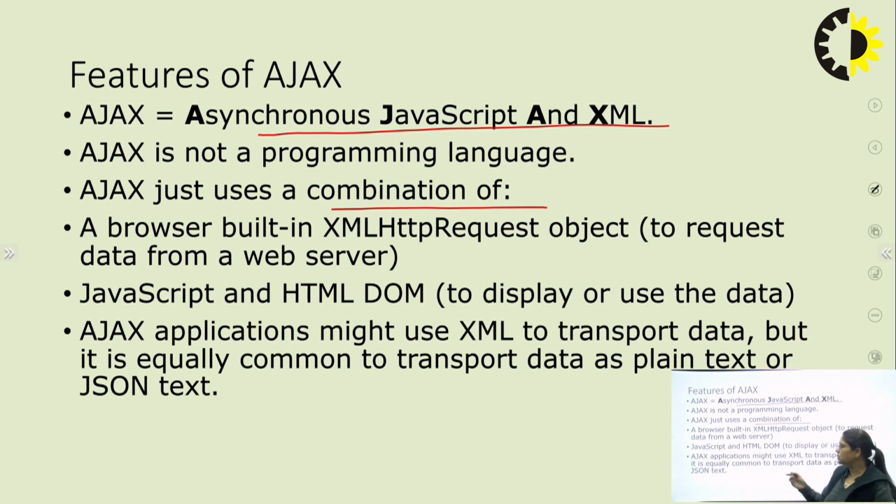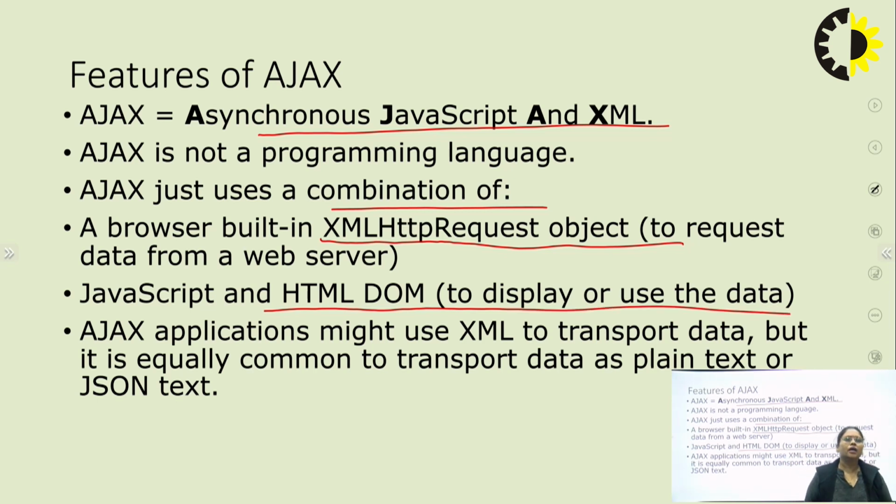The browser sends an XMLHttpRequest object to the server, and JavaScript and the HTML DOM are used to display the information on the browser side. Basically, Ajax is an interface through which we can display the information on the browser, and it is used to refresh the content dynamically. Ajax applications might use XML to transmit the data, but it is equally common to transform the data as plain text into JSON text.